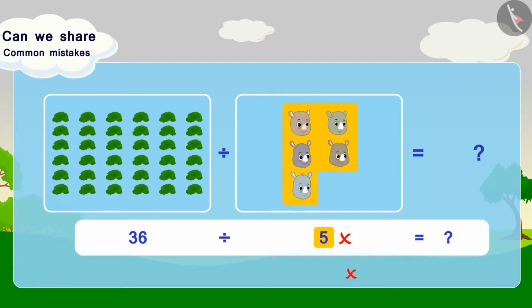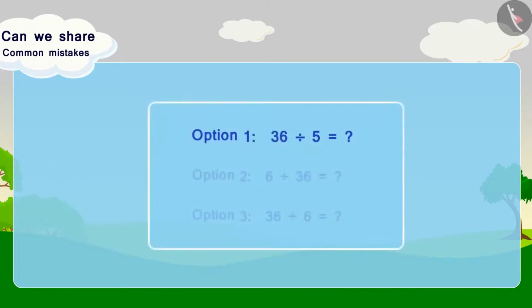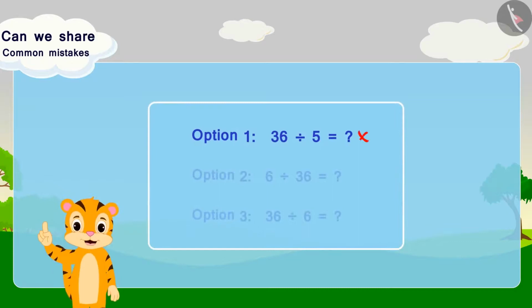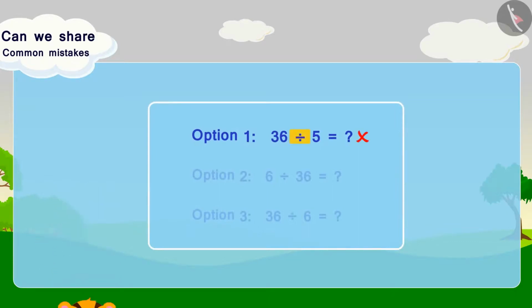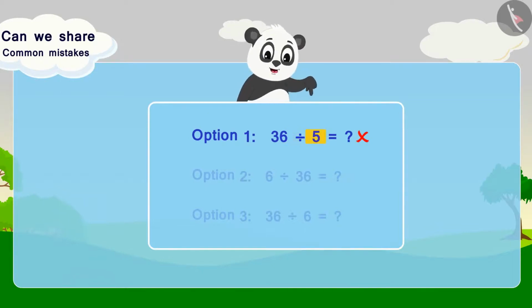In this option, we have not included Gaggu while calculating the total parts. Here, the total number of parts is wrong. For this reason, this option is incorrect. This is a very common mistake that we make when we divide. Always count the total number of parts correctly.